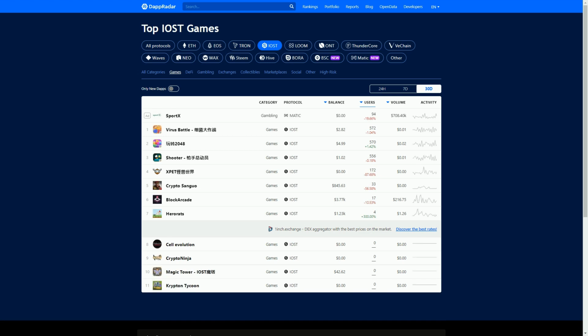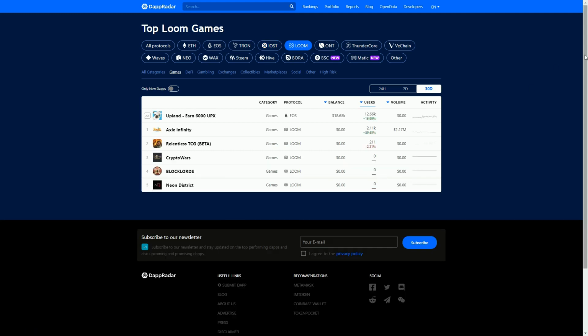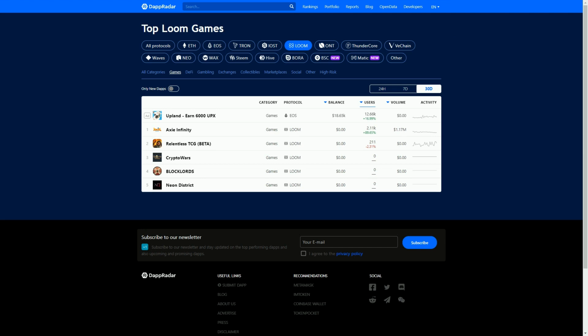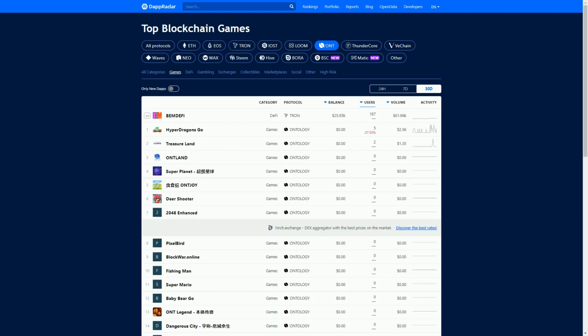IOST, not a lot going on there at all. That's more of an enterprise blockchain really at the moment. Loom's dead, so nothing going on on Loom. A bit of Axie Infinity, they're still trading. On Loom, it looks like they're still trading some land, so that's why there's a bit of Axie Infinity stuff on there. But Loom's basically dead for games now. Ontology, again, nothing going on here because it's all about enterprise.